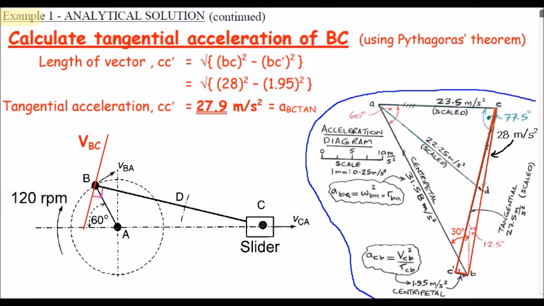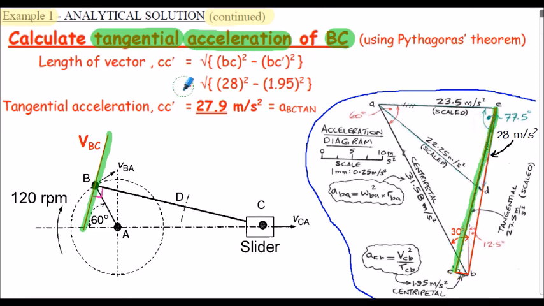Example 1 continued, and now we're going to calculate the tangential acceleration of the conrod BC using Pythagoras' theorem. The tangential acceleration is shown here. It's at right angles to the conrod BC. And on the right angle triangle here, highlighted in red, this is the tangential acceleration vector, labelled as vector C to C dash on the acceleration diagram.